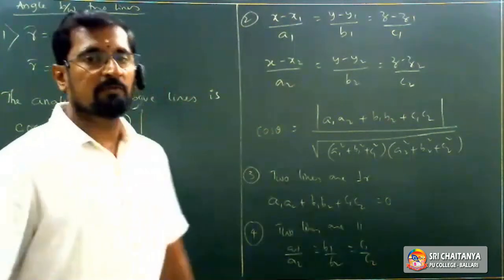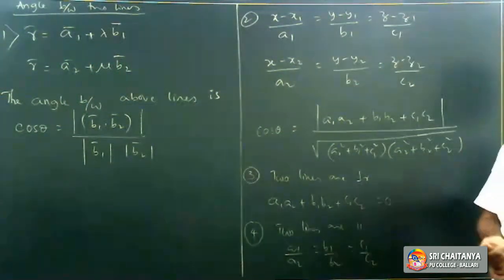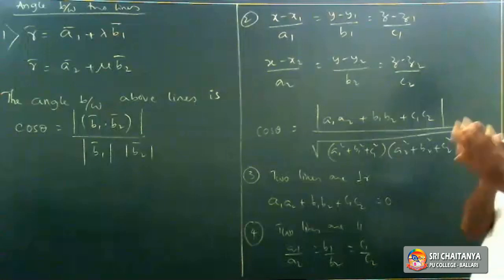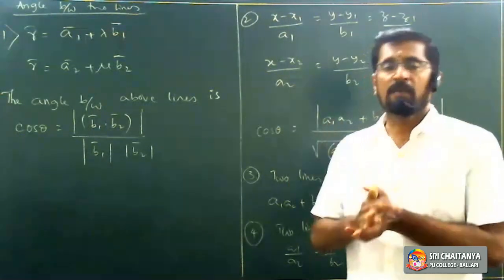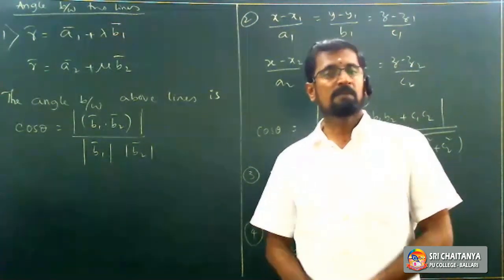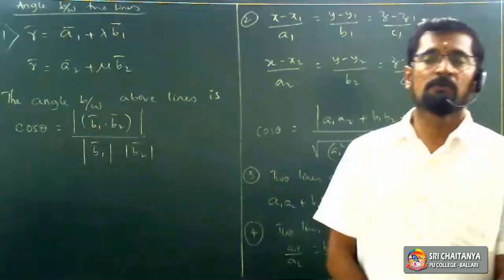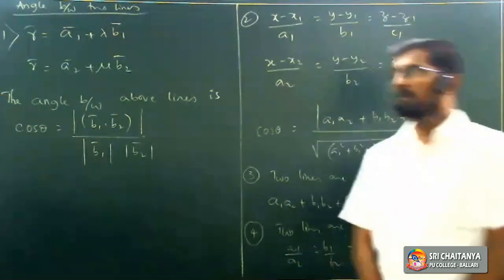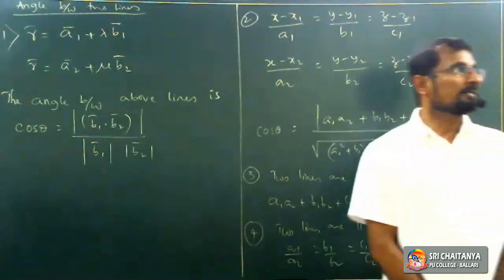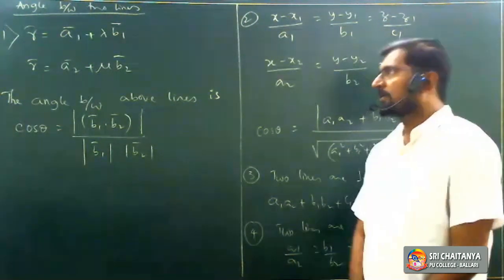Now, copy these four points regarding the angle between two lines. Start copying this. Write on the side the heading angle between two lines in the space. Underline it. Write down the first point.